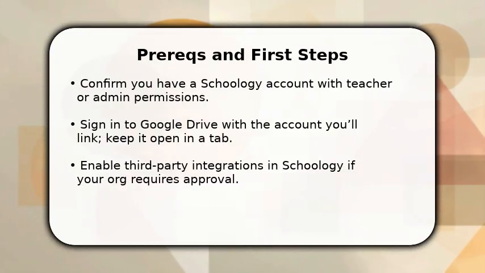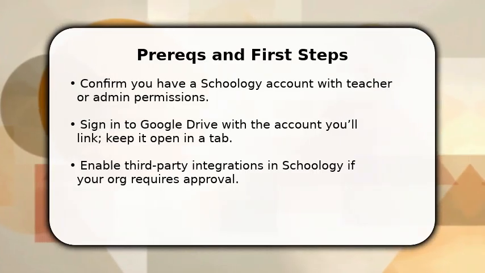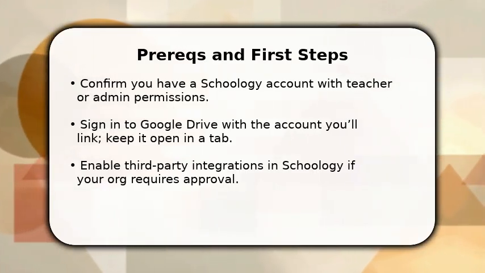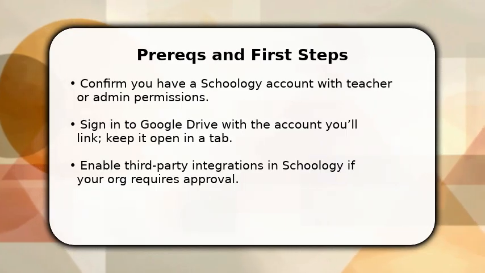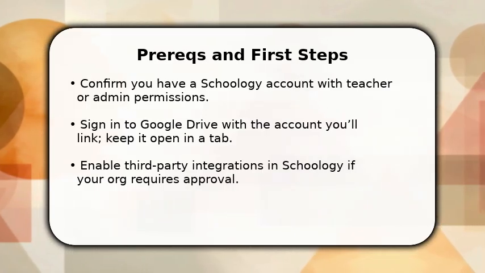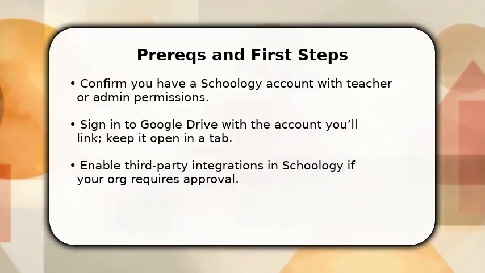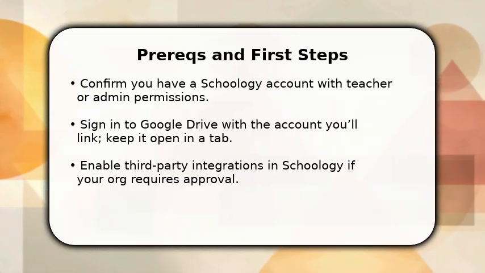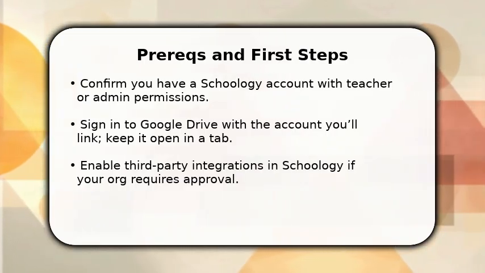You'll start by confirming two essentials: a Schoology account with teacher or admin privileges and the Google account you want to link. Once done, open Drive in a separate tab so you can grant access quickly. Next, make sure your Schoology organization allows external app integrations. If not, request permission from your admin now. These steps prevent roadblocks later.